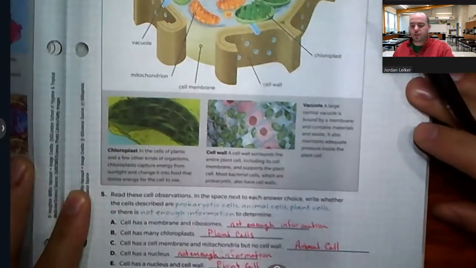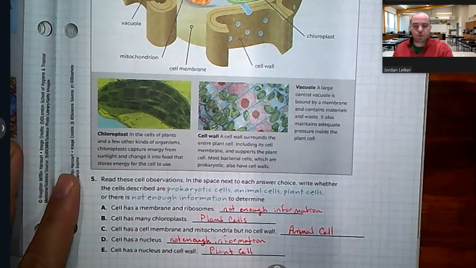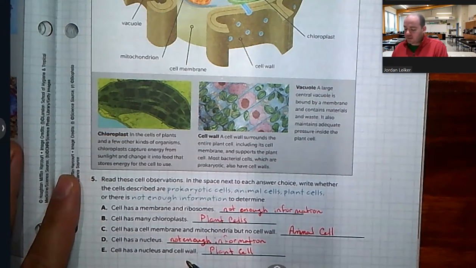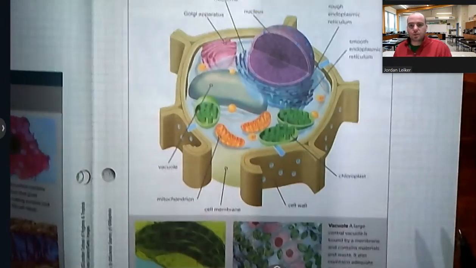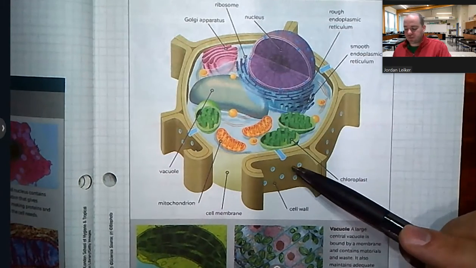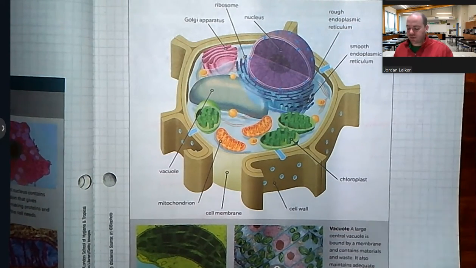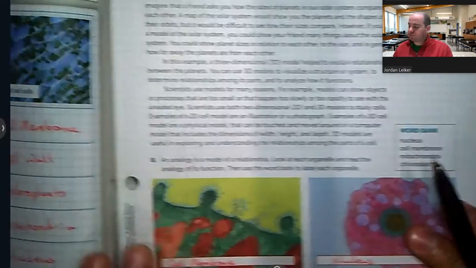And so if we look at that, there's not enough information to tell whether it's a plant cell or an animal cell. And there are other cells, single-celled organisms, that also have a nucleus. Things like an amoeba, it has a nucleus as well. So if the cell has a nucleus and a cell wall, well, for the most part, that's going to be a plant cell because we have a cell wall and we have a nucleus. So we can tell the difference between that.